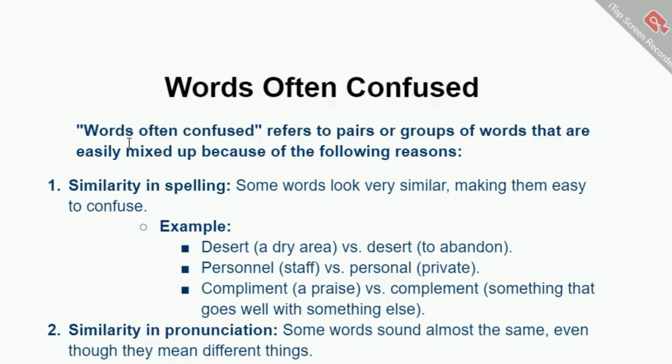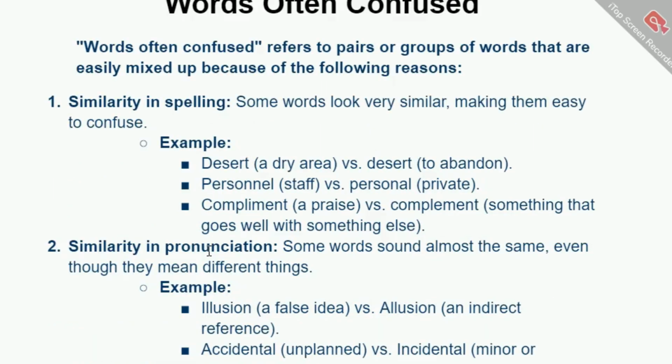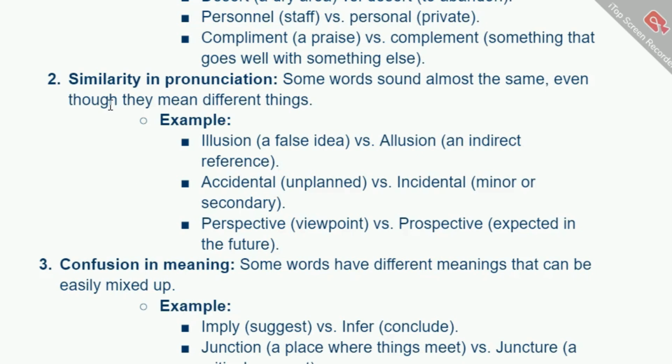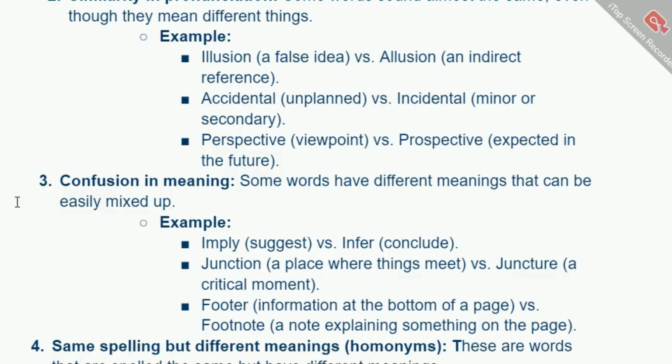So commonly confused words are words which often confuse, referring to pairs or groups of words that are easily mixed up because of the following reasons. The first reason is similarity in spellings, meaning some words look similar, making them easy to confuse. For example, you can see here. And the second reason is similarity in pronunciation, meaning some words sound almost the same even though they mean different things. And sometimes we have confusion in meanings.